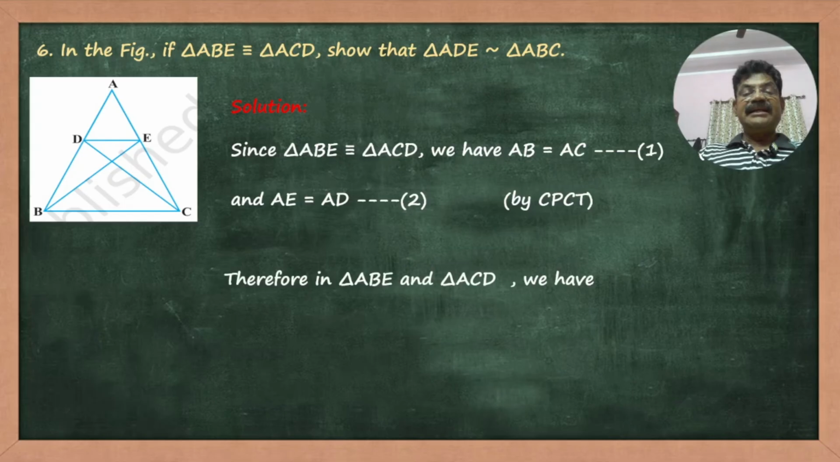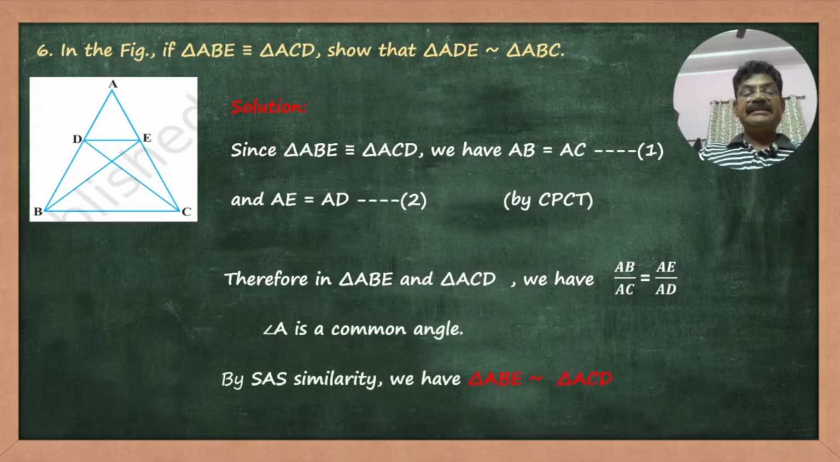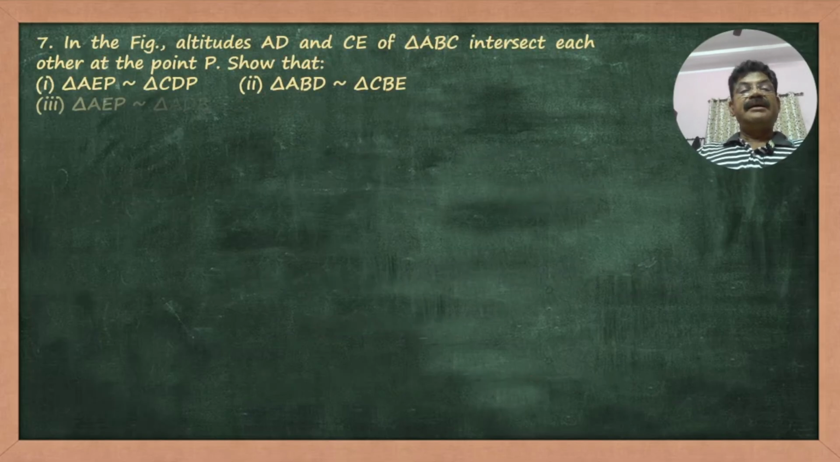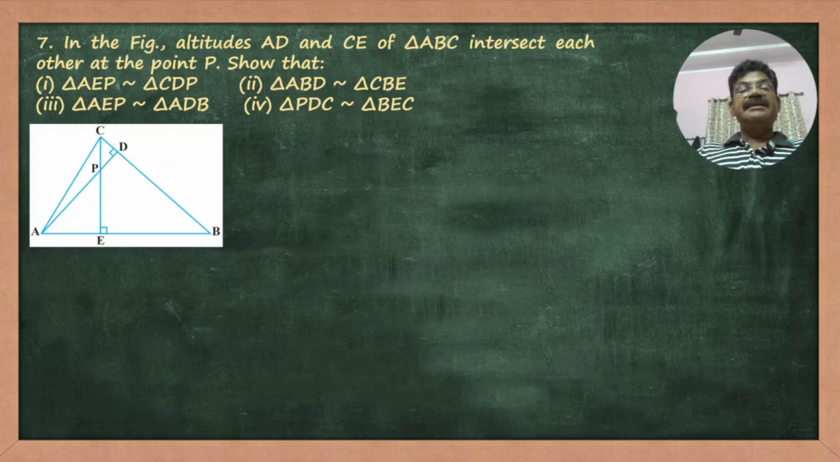Therefore, in triangle ABE and ACD, we have AB divided by AC is equal to AE divided by AD. A is the common angle. Therefore, by SAS similarity, we have triangle ABE is similar to triangle ACD. Problem number 7. In the figure, altitudes AD and CE of a triangle ABC intersect each other at the point P. Show that 4 results are given.